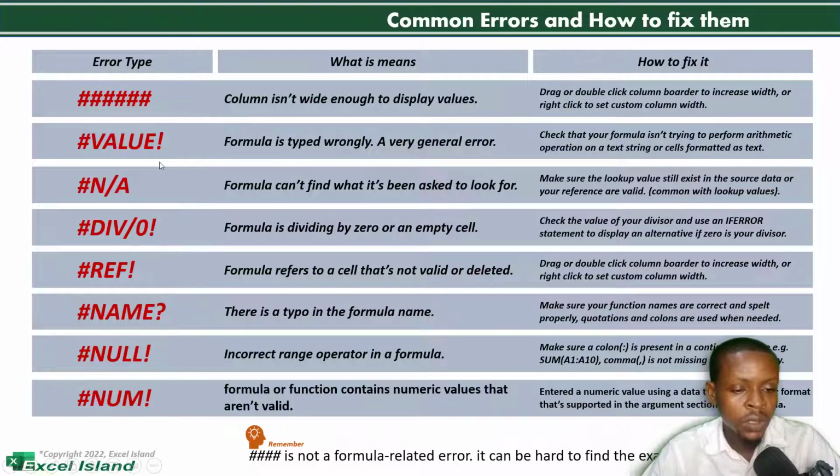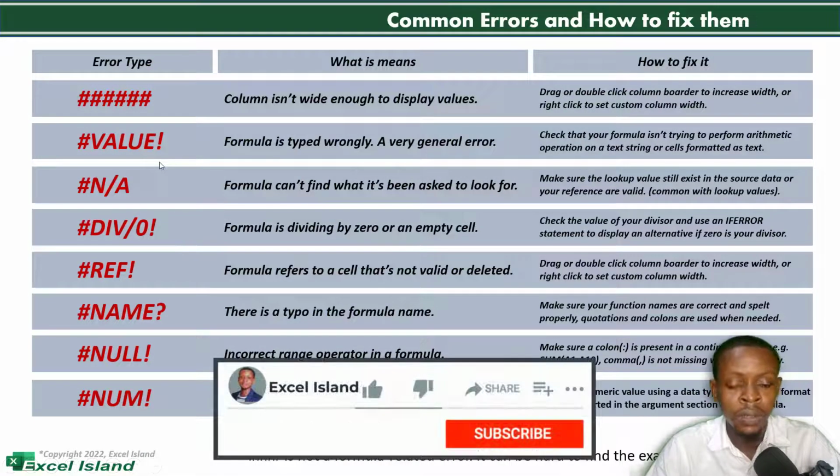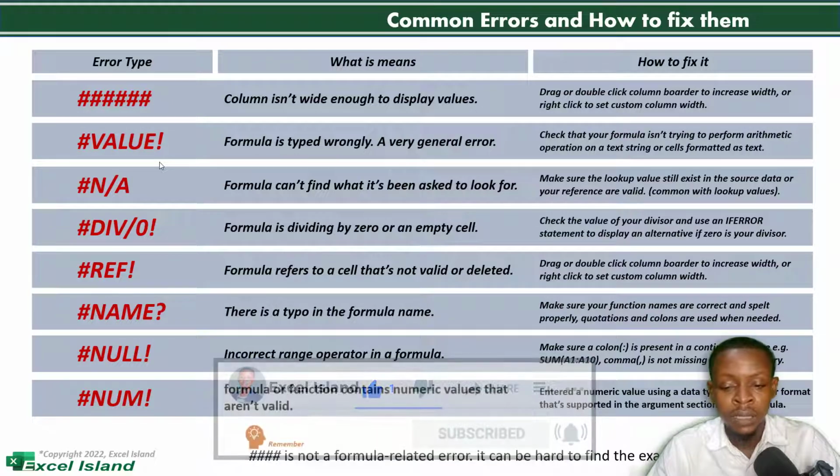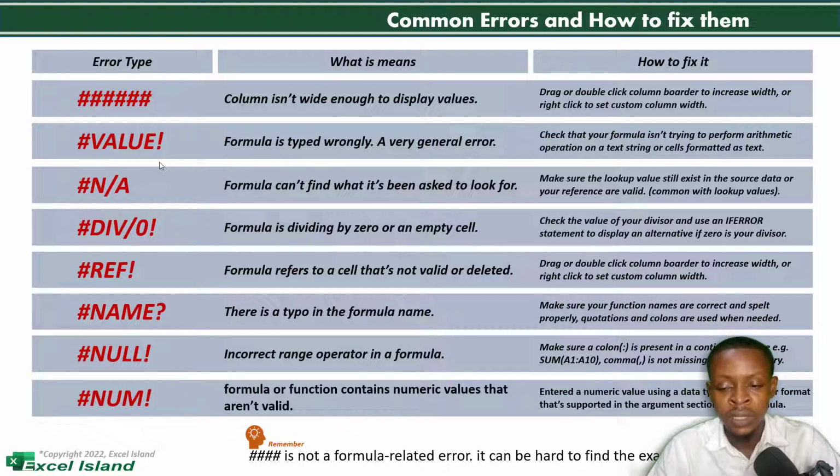So the next error type is what is called the div 0 error, and it means the formula is dividing by 0 or an empty cell. To fix that, check that the value of your divisor is not 0, or use an IFERROR statement to display an alternative if 0 is your divisor. So let's jump into Microsoft Excel and recreate this error.